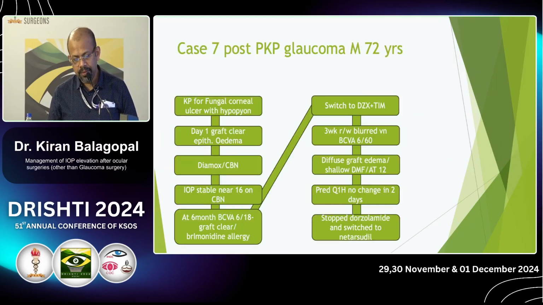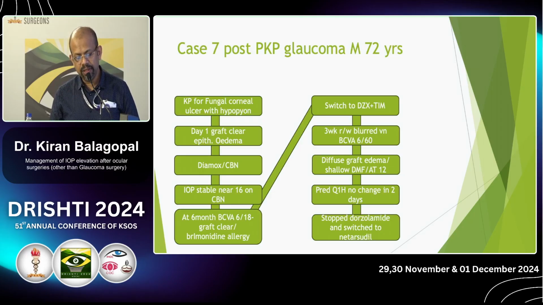And let me come to a case. Final case. Underwent a KP for fungal corneal ulcer with hypopyon, therapeutic KP. First day graft was clear with epithelial edema. Immediately you have to suspect that IOP is high if DM folds are not there the first day. So IOP was high, given Diamox and Combigan, controlled, and it remained stable near 16.